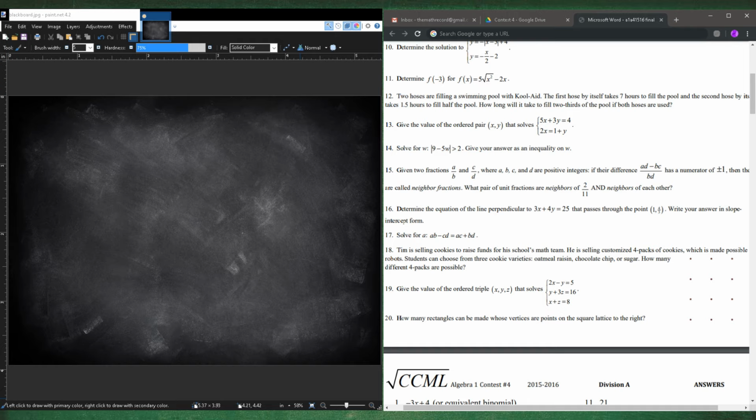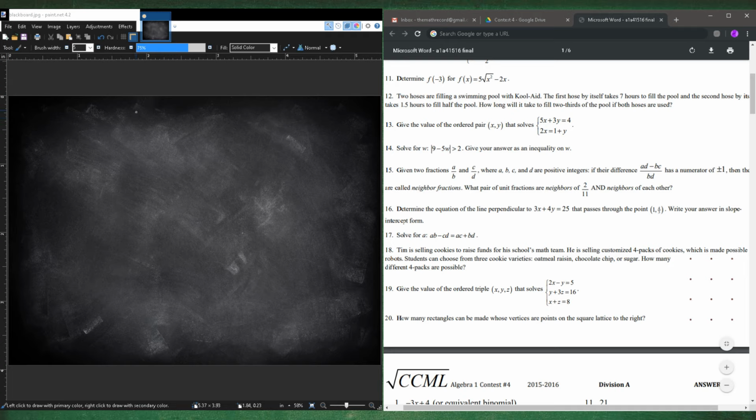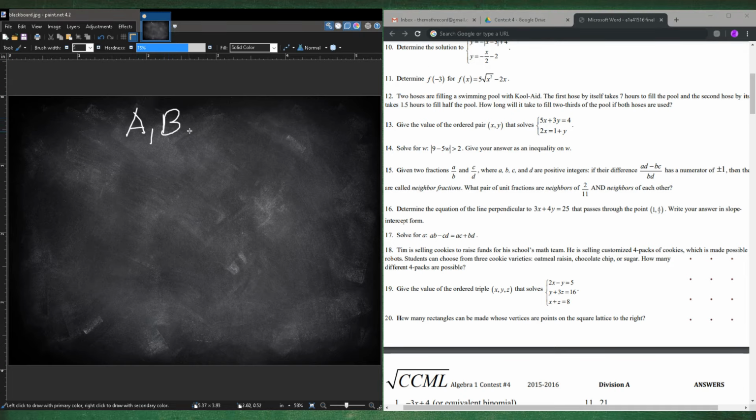So there's 3 of them. Let's just call them A, B, C. So there's technically only 3 types. You can have one of a kind, like all raisin, all chocolate chip, or all sugar, or 2 of a type, like raisin and chocolate chip, raisin and sugar, and so on, or 3 of a kind where you have all of them.